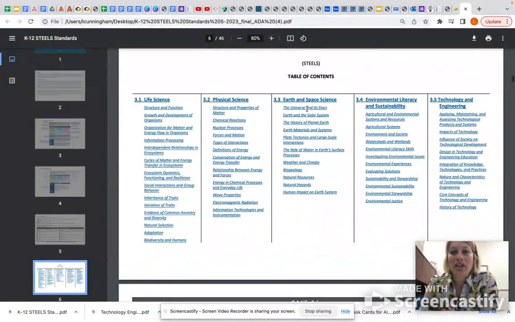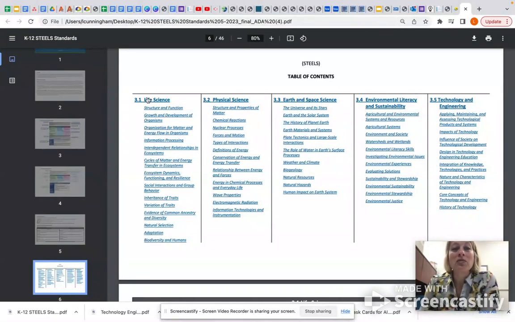The next page in this document, which is hyperlinked, so if there's anything specific you want to look at, you can just click right to it. But this table of contents document then takes our standards and breaks them into disciplines. So we have the life science discipline, the physical science discipline, earth and space science discipline, environmental literacy and sustainability discipline, and technology and engineering discipline.